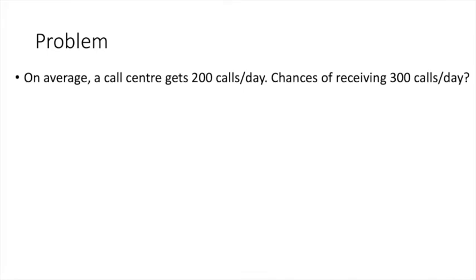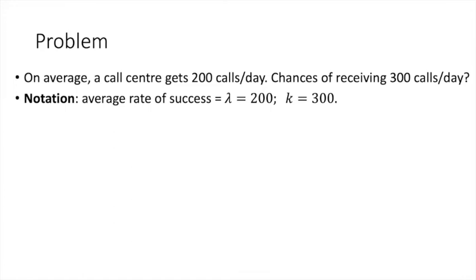So here's the problem. Suppose on average, a call center gets 200 calls per day. We want to know what are the chances of receiving 300 calls per day. So let's decide some notation first. Let us call the arrival of a call a success. The success basically means an event we are interested in. Let's also denote the average success rate with the Greek letter lambda. So lambda equals 200. Let's denote our desired rate of success with k, to continue with the notation that we developed for the binomial distribution. So k equals 300.